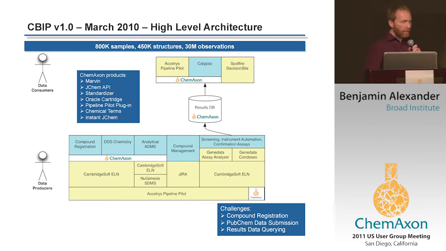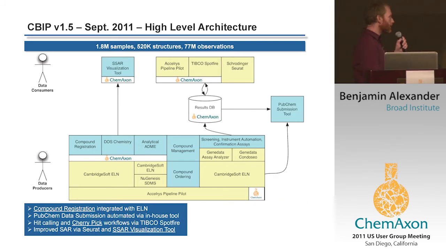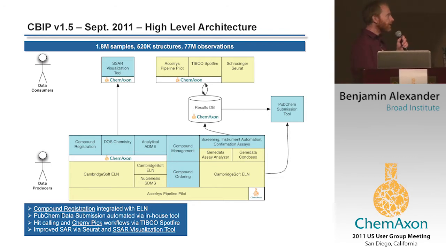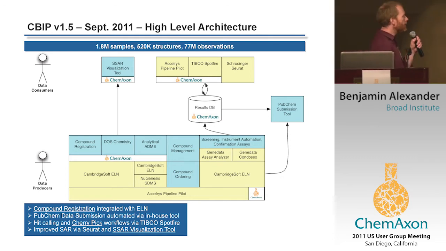Here's a list of the ChemAxon tools that we're using, or were using as of 18 months ago. The list only increases. Here is our newer version, which is pretty close to the same. You can see they're pretty close to the same. But we have a new tool here, which is our SSAR visualization tool. This is stereo-specific structure-activity relationships, and I'll show that tool in a little more detail.